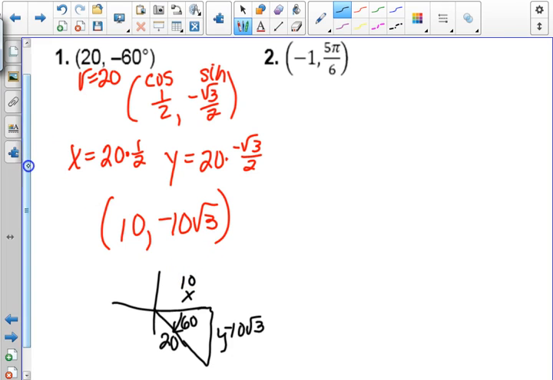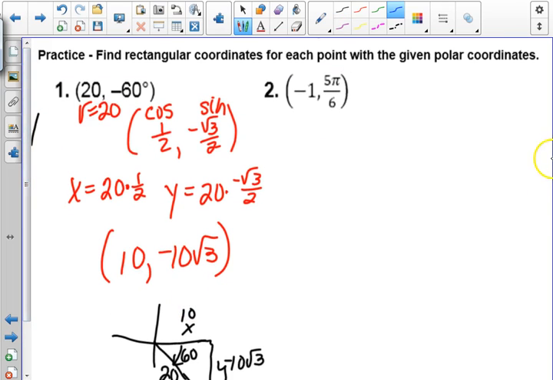Okay. Number 2. Now, this seems kind of weird that R can be negative, but remember how that works? It means we went 5 pi over 6, but then we backed up 1, and we were down in this quadrant. The good news is we really don't have to mess with that. You can still use X equals R cosine theta and Y equals R sine theta, and you can just use the negative.